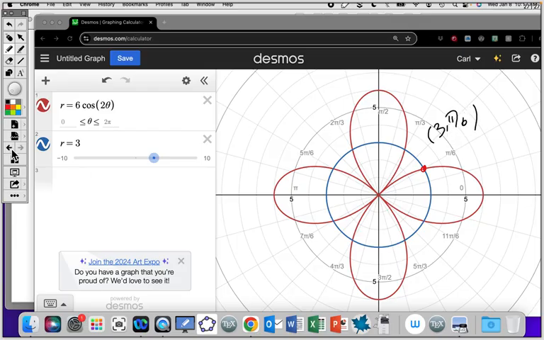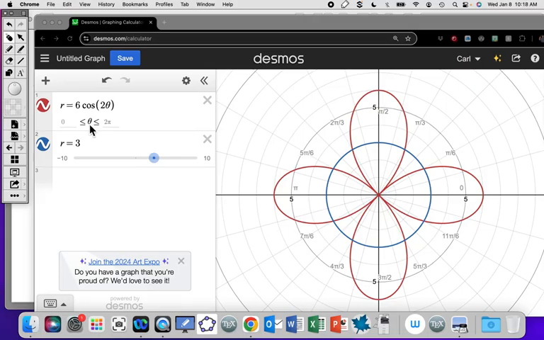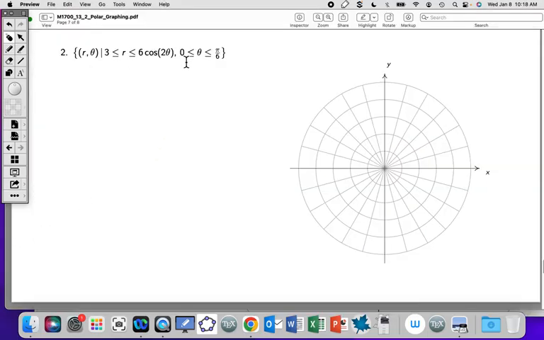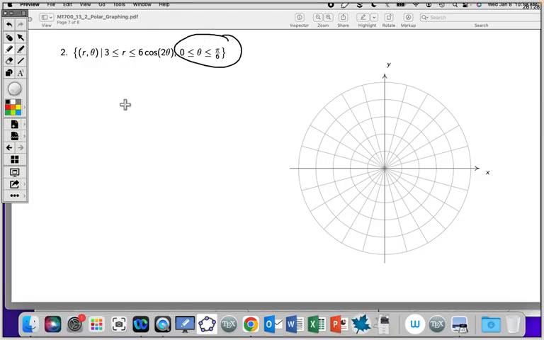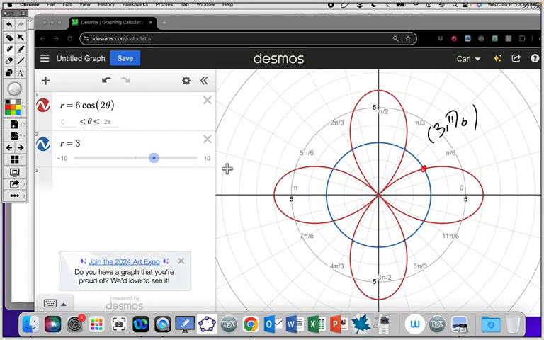And if I look at the region they want, they're only looking from 0 to pi over 6. So what they want is the angles of 0 to pi over 6. The r, you want r between 3 and the rows there, 6 cosine 2 theta. So here's the 0 to pi over 6 part. And so the region they're looking for here starts at 3 and once again goes out to that curve. So it would be this sort of part of the leaf.